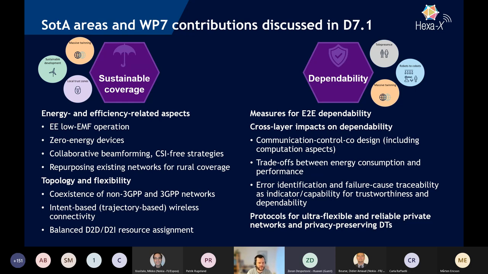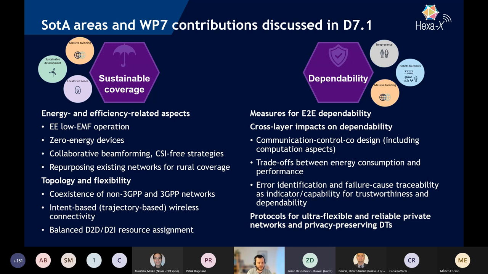So for example, zero energy devices, strategies for collaborative beamforming, and also this aspect of being able to repurpose existing networks to increase the overall coverage. There's also the aspect of flexibility, which was also mentioned by Mårten earlier. So the ability to change topologies, also coexistence of 3GPP and non-3GPP networks.